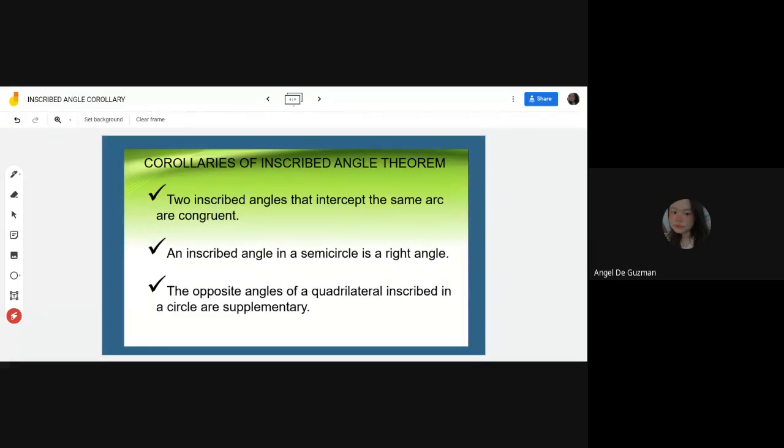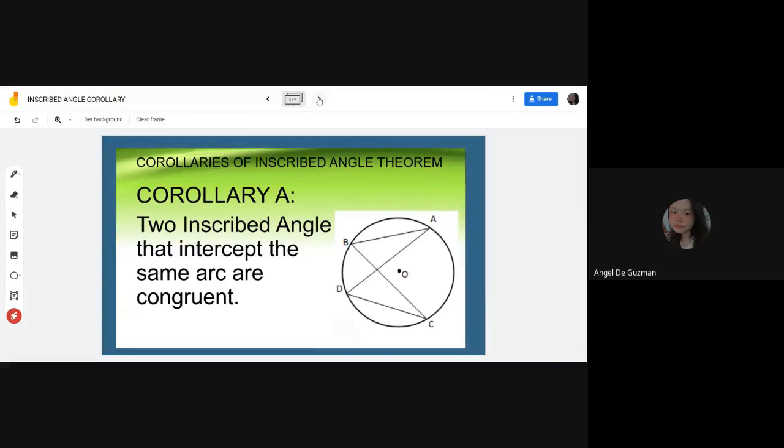Okay, corollary A. Two inscribed angles that intercept the same arc are congruent. In this picture, we have these two angles such as angle DCB and angle DAB. Sabi natin, inscribed angle ay kalahati ng measure ni intercepted arc. So, if angle A is half of the measure of arc DB, ganon din si angle C. So, to that, we can prove that angle A and angle C are congruent to each other. Basta lagi nyo lang tandaan na ang dalawang inscribed angle na nag-intercept sa isang arc ay congruent.